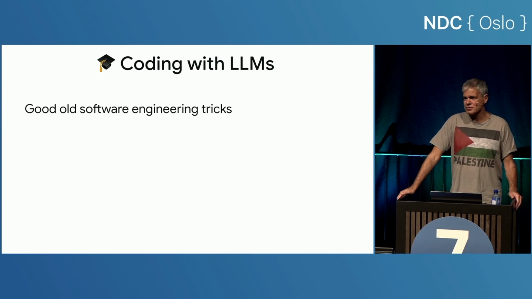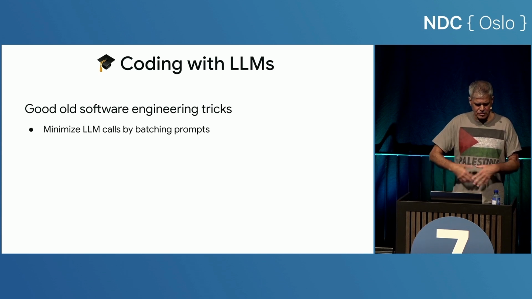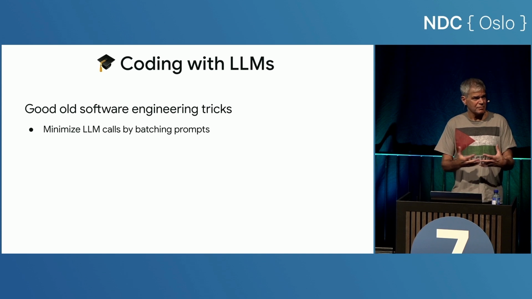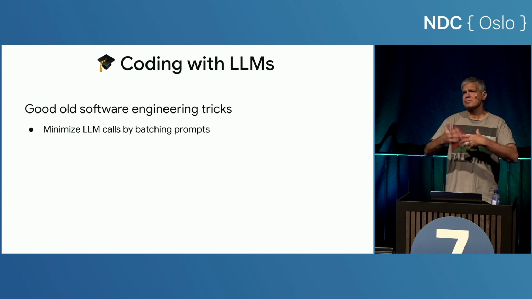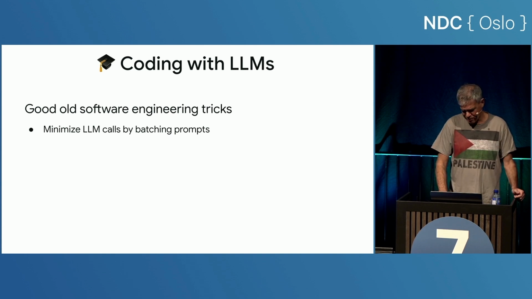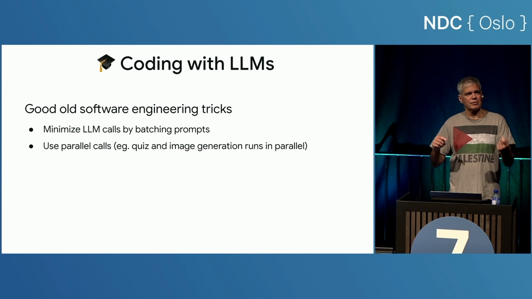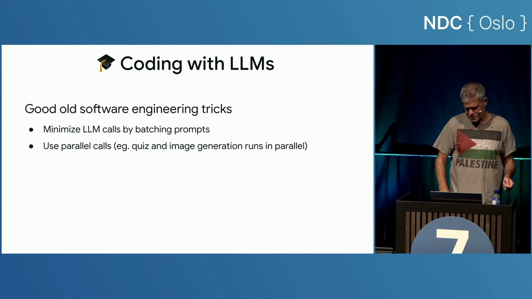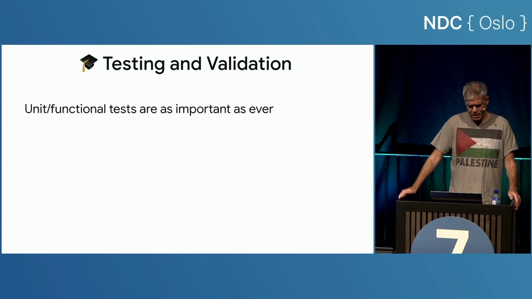All the good old software engineering tricks we have still apply. So don't forget, you can do things like batch your prompts wherever it makes sense to get away with, minimizing the round trips to the slow thing, which is the LLM right now. You can parallelize calls, like we don't wait till the quiz is generated before we start asking for the image. We can start them both going at the same time. We can cache common responses. So all those things we've been doing for a long time still apply, and you should still use them.